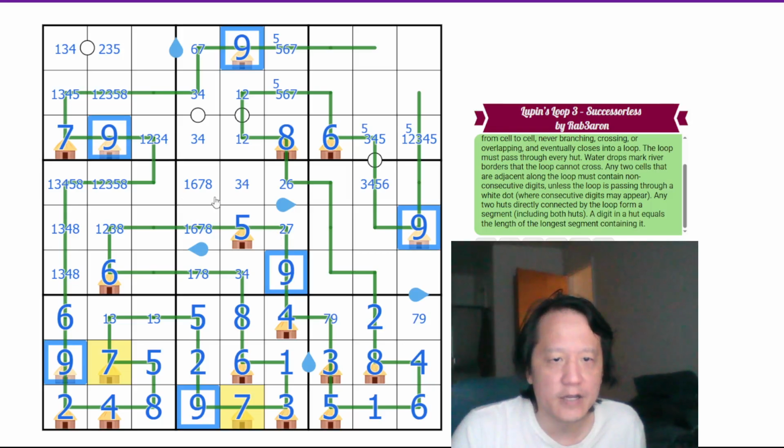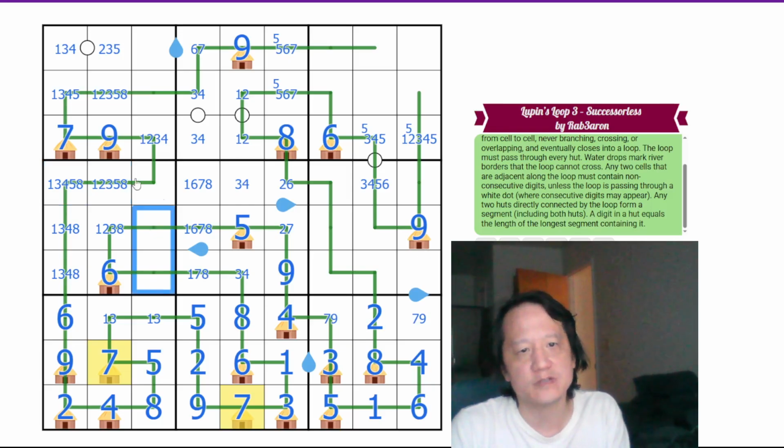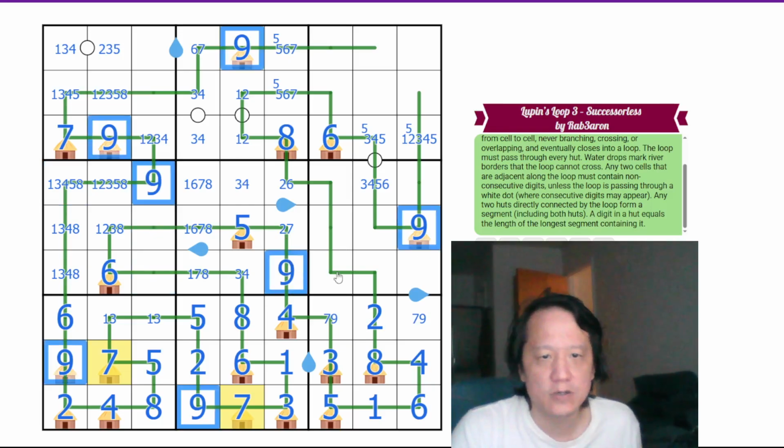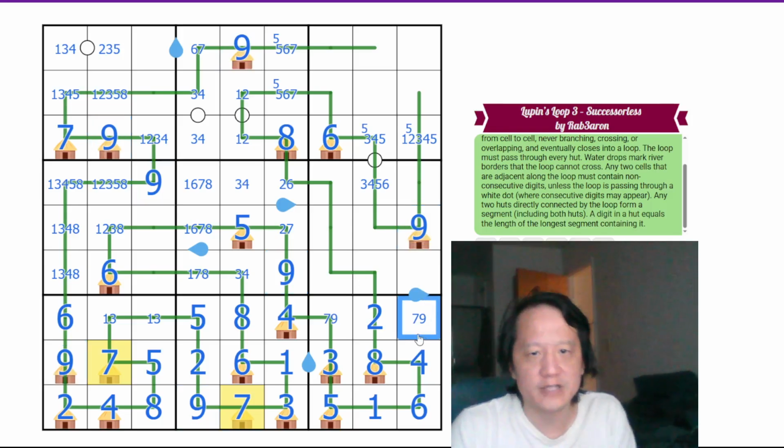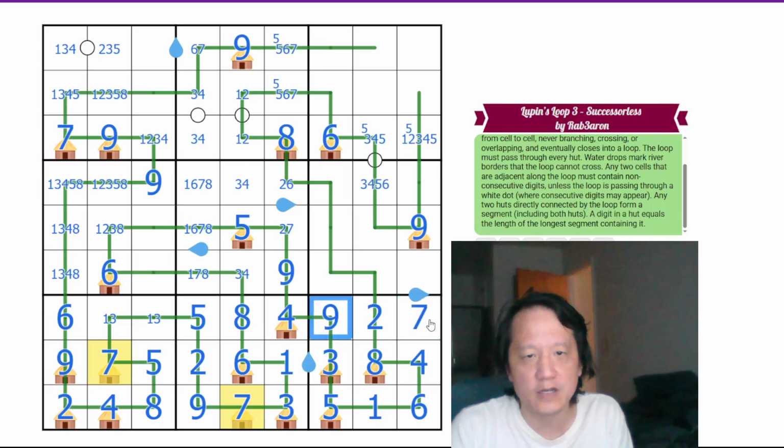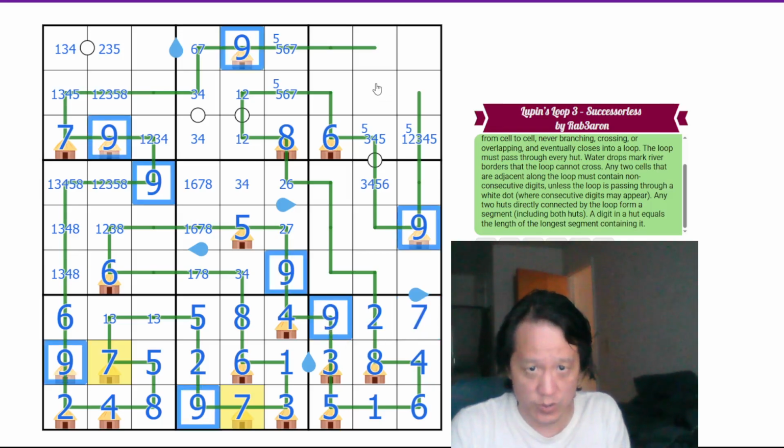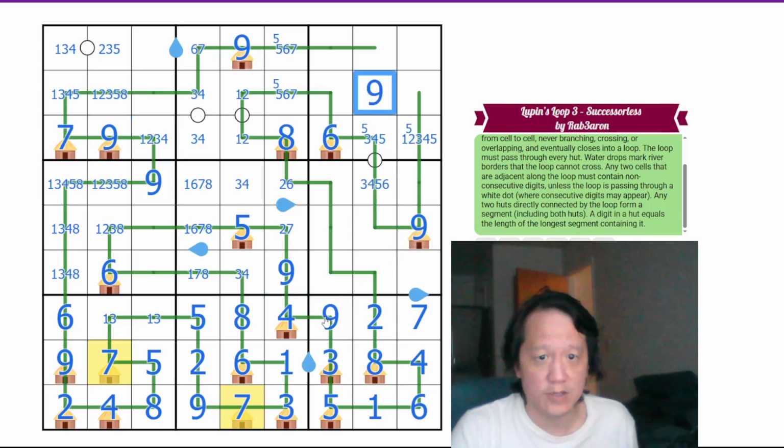Where is 9 in row 4? Cannot be here because 9's in the column, can't be here because 9's in the row, so 9 has to be there. That gives us 9 eliminates 9 here, so this is 7 and 9. That gives us 8 and 9s. We know where the last 9 has to be. It has to be there.